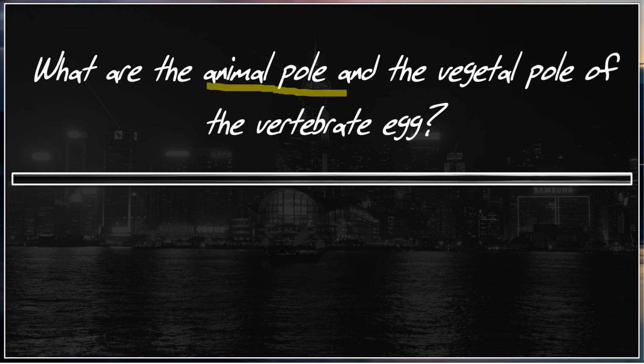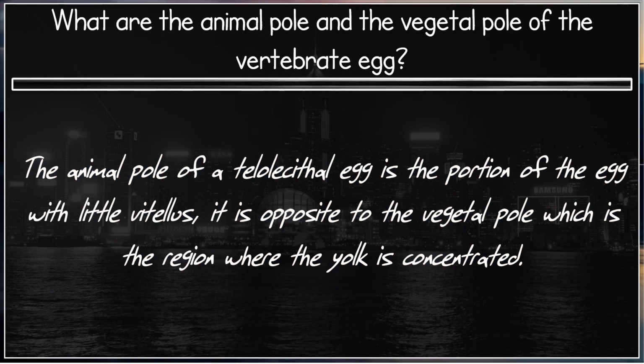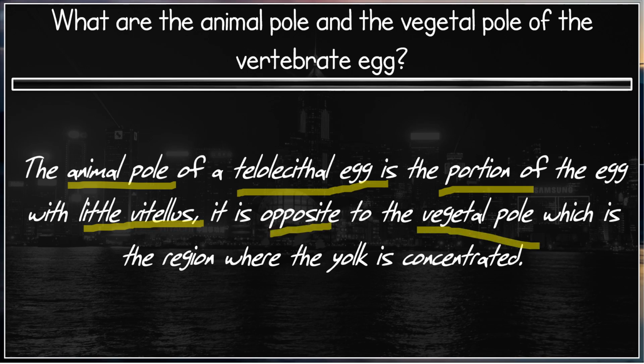What are the animal pole and the vegetal pole of a vertebrate egg? The animal pole of a telolecithal egg is the portion of the egg with little vitellus. It is opposite to the vegetal pole, which is the region where the yolk is concentrated.